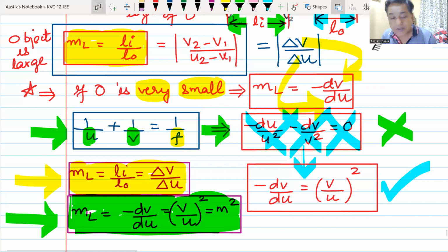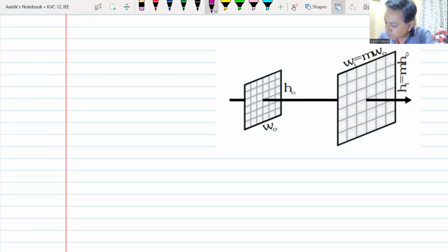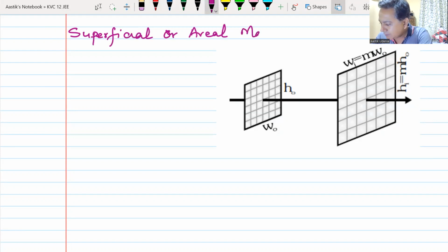One was transverse and the other one was longitudinal. But remember, whenever we have an object, that object always will not be a one-dimensional object, yes or no? We might get objects which are two-dimensional. And therefore, we'll have to understand the second type of magnification. The second type of magnification is known as superficial, or you can call it areal magnification, magnification in area. Superficial or areal magnification.